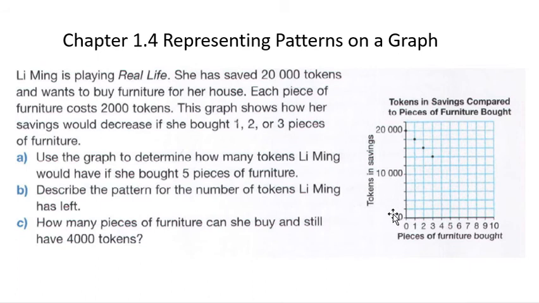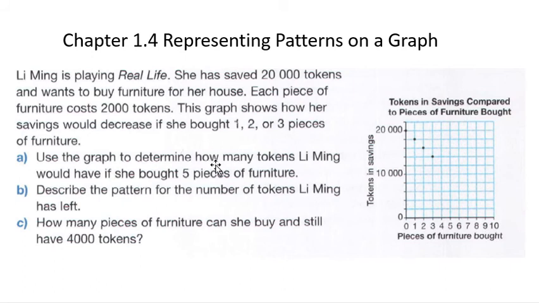So this would be 0. That's 2,000 tokens, 4,000, 6,000, 8,000, 10,000, and so on all the way up to 20,000. We didn't put it on here because then the graph would have been too cramped, but it is there. It's just not labeled. Along the horizontal or the x-axis, we have every piece of furniture purchased labeled 0, 1, 2, 3, 4, all the way to 10.